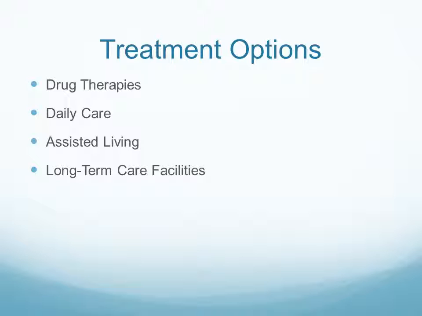There are options for those with Alzheimer's. Drug therapies to slow the progression of the disease are used and may provide significant help in reducing someone's symptoms. Though there is currently no cure for Alzheimer's, a slowed progression may help maintain the quality of life someone with Alzheimer's is used to. In addition to drug therapies, a wide range of services are available, such as daily care, assisted living, or long term care facilities.